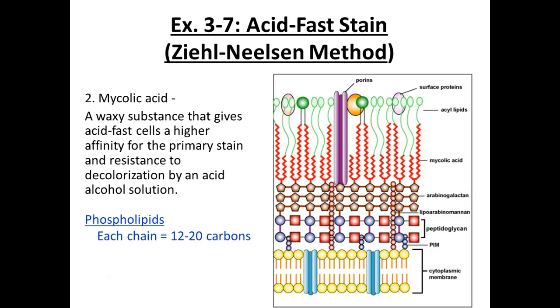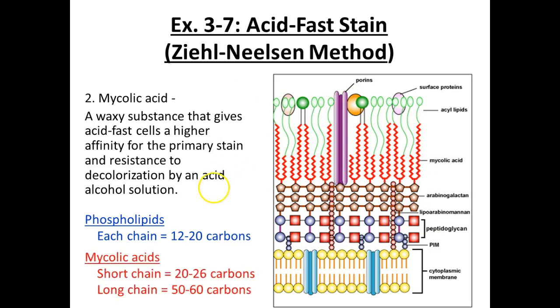So the phospholipids, each chain could have 12 to 20 carbons, right? So really large molecules too, these mycolic acids. So short chains from 20 to 26, long chains 50 to 60 carbons long. So really big molecules, just huge.